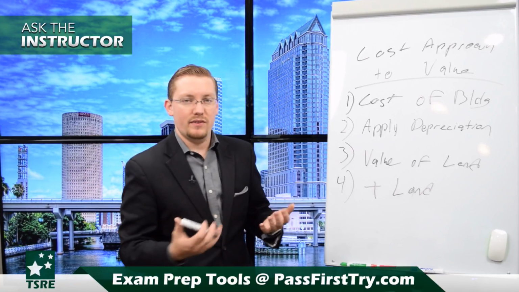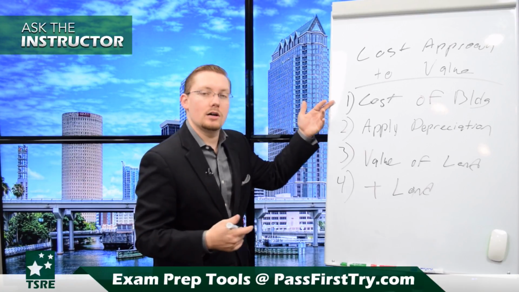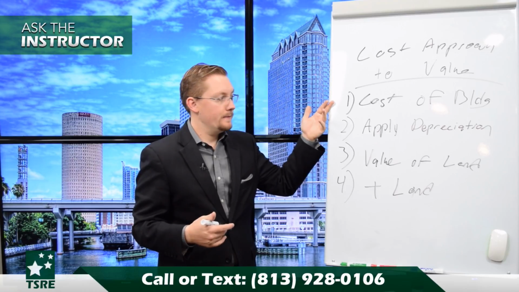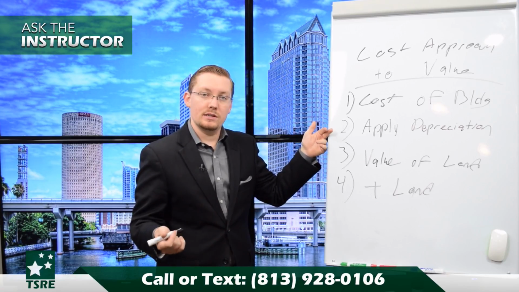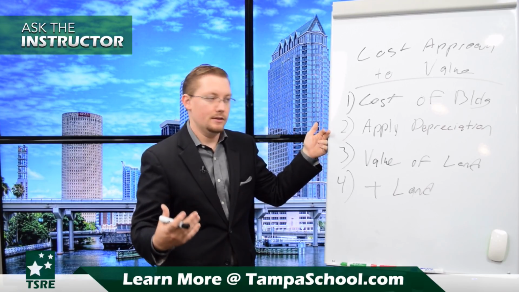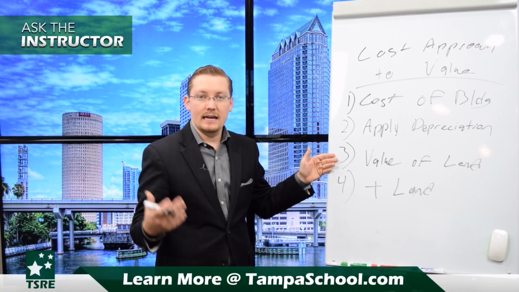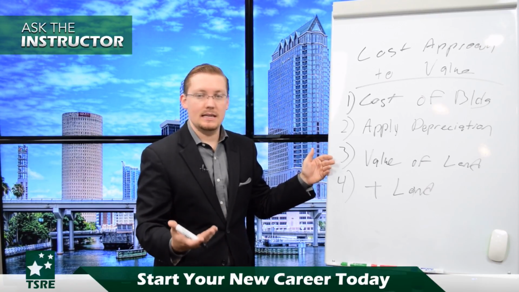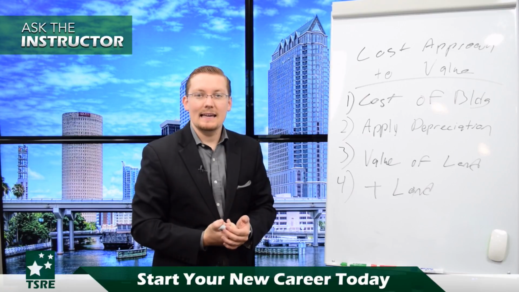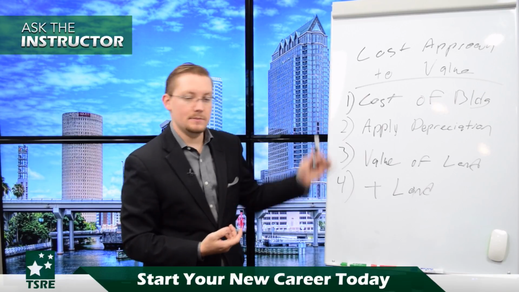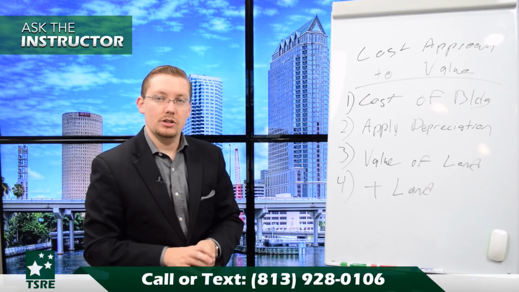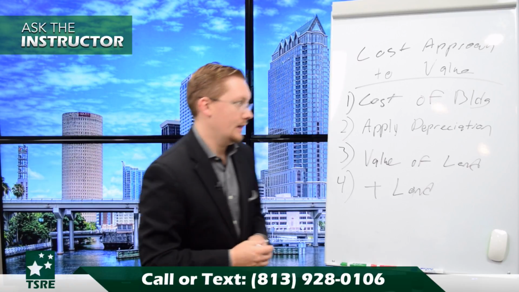In this case here, we're figuring the cost approach. So what it's going to cost to build this property brand new, then applying depreciation if we're dealing with an older building that we're trying to find the value for, figuring out the value of the land, or the value of the site that the property is sitting on. And last one is going to be adding in the value of the land. So these basically are the four steps that you need to know for the cost approach to figuring out value.